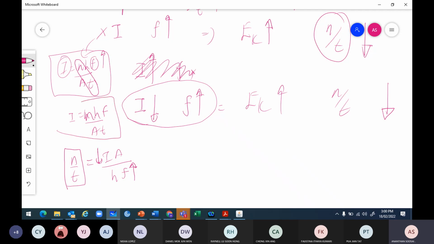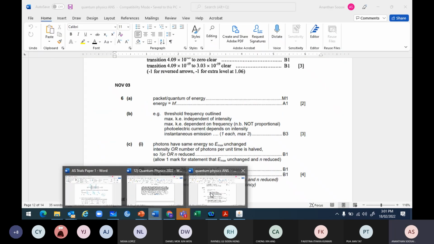So whenever they talk about I and F, the formula you must rely on is I equals NHF over AT. N is the number of photons, H is the Planck constant, F is the frequency, A is the surface area, T is the time. So use this. But for frequency and kinetic energy, very easy: you just check the frequency. Frequency goes up, EK goes up.